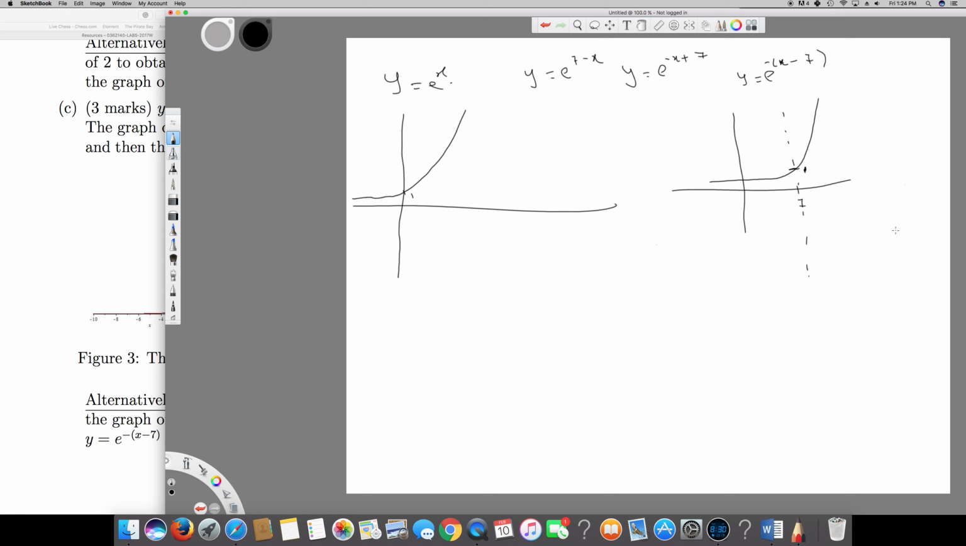But we are not done yet, because now we have drawn y is equal to e to the power of x minus 7. But the real equation is y is equal to e to the power of negative, all together, x minus 7. The negative means the graph is going to be flipped around, because negative is going to turn the graph around. So the new graph is going to look like this. It goes up to y equal to positive infinity.